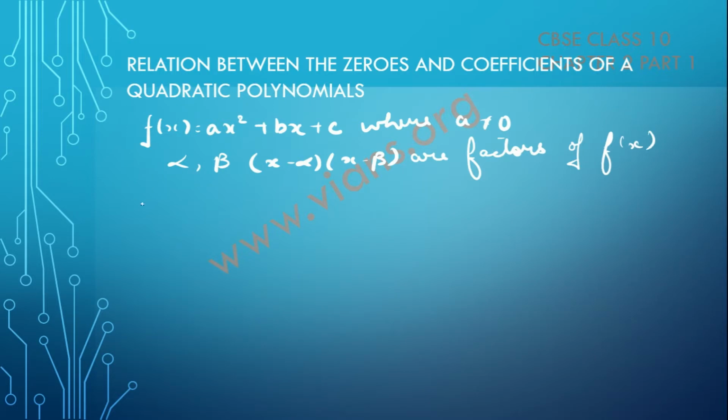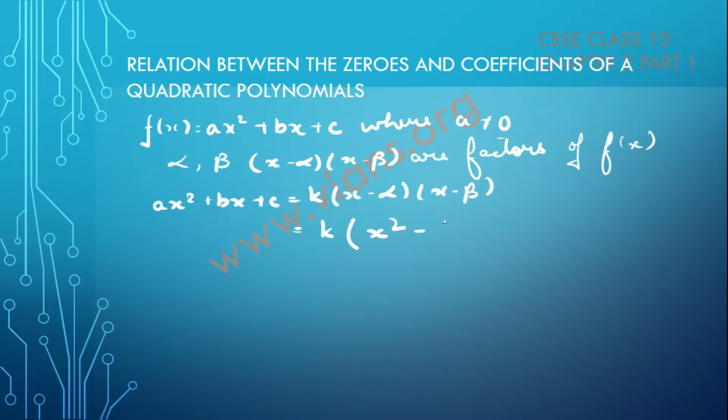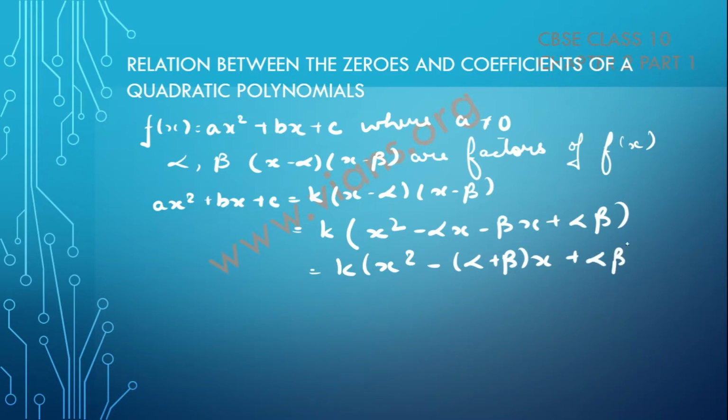In that case, ax square plus bx plus c can be written as k into x minus alpha into x minus beta, where k is just some constant. Now how do you multiply this? You're going to just multiply this. k into x square minus alpha x minus beta x plus alpha beta is equal to k into x square minus alpha plus beta x plus alpha beta, which is equal to ax square plus bx plus c.